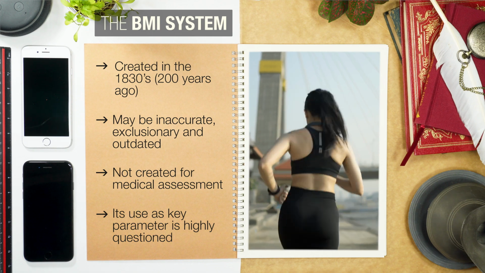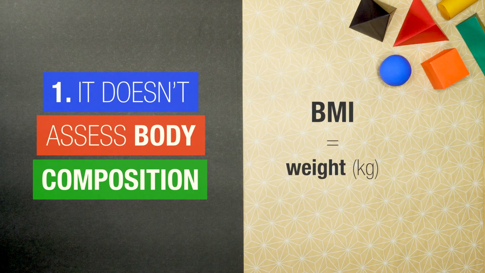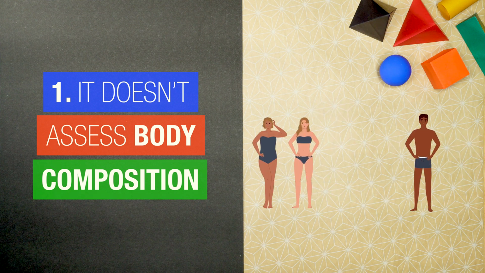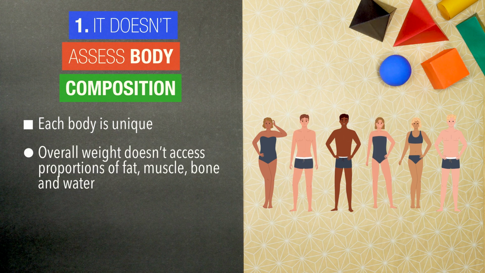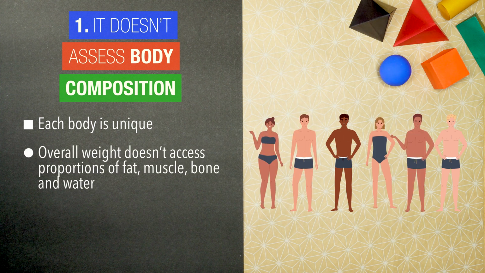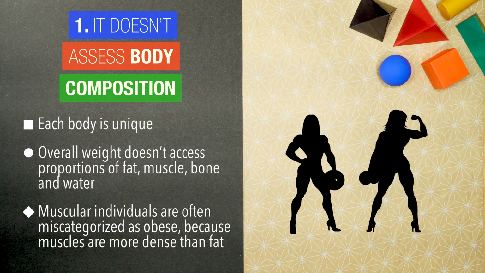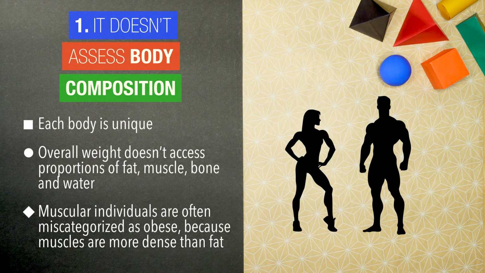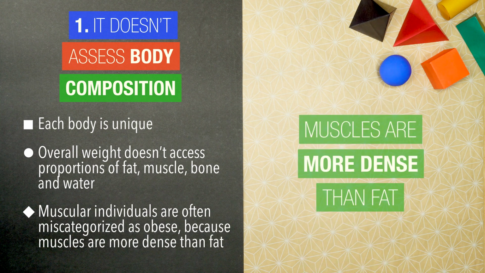Let's understand how. Firstly, it doesn't assess body composition. By simply creating a ratio between weight and height, the BMI fails to take into account that each human body is different, with different proportions of fat, muscle, water and bone. People with a high percentage of muscle mass, for instance, can easily end up in the overweight or obese categories, even if they have really low body fat, because muscles are more dense than fat.